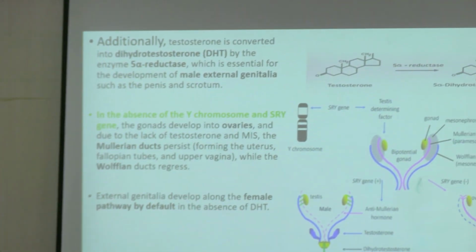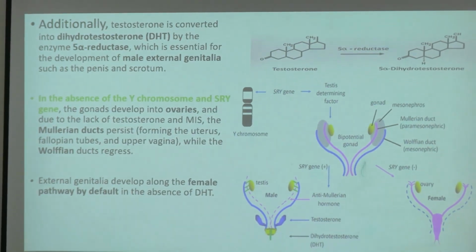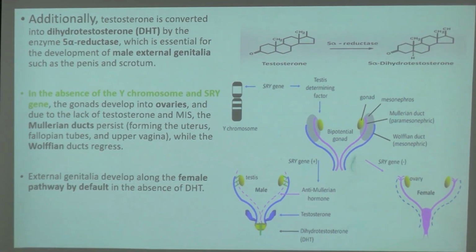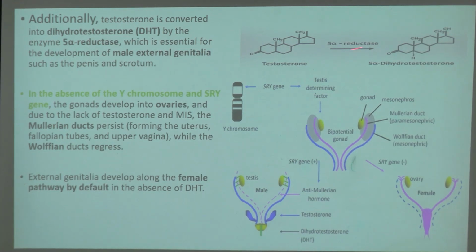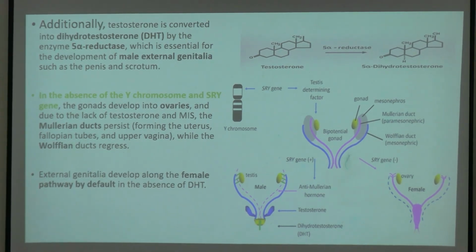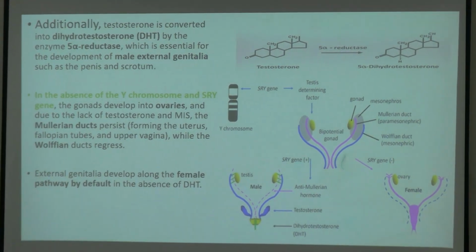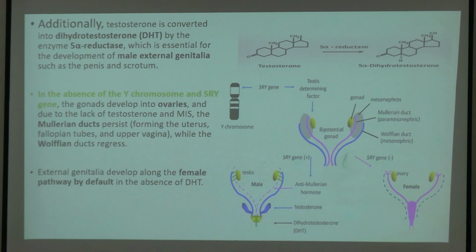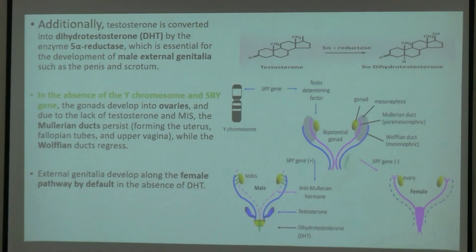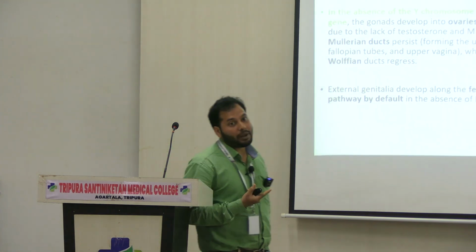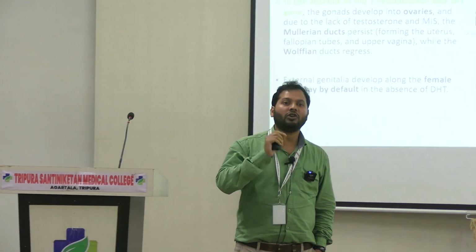Other than this, you can see the testosterone hormone is converted into dihydrotestosterone, and this conversion is influenced by a specific type of enzyme. The name of that enzyme is 5-alpha reductase. So what is the role of that dihydrotestosterone? The role of dihydrotestosterone is that it promotes the development of external male genitalia, right? So all these three hormones, testosterone, anti-Mullerian hormone and dihydrotestosterone, are the products of the testis, and this testis is developed by the process of differentiation from the Wolffian duct only.